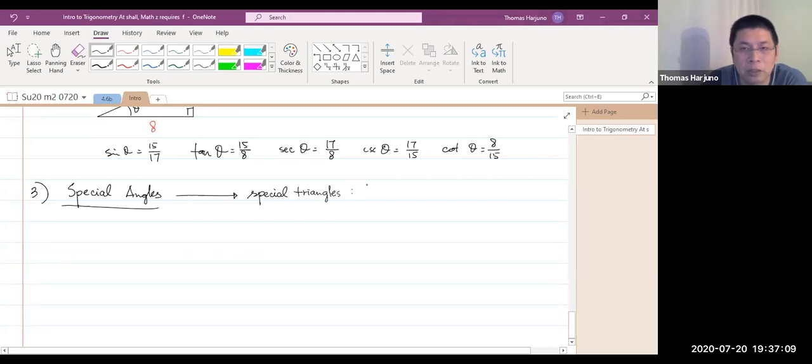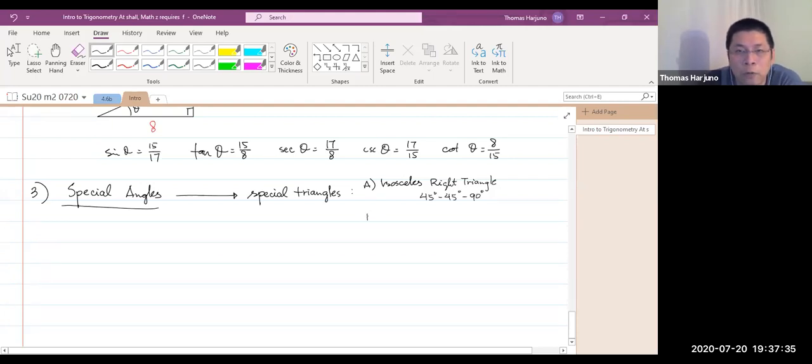There are two special triangles. The first one is the isosceles right triangle. To be more precise, that's the 45 degree triangle.